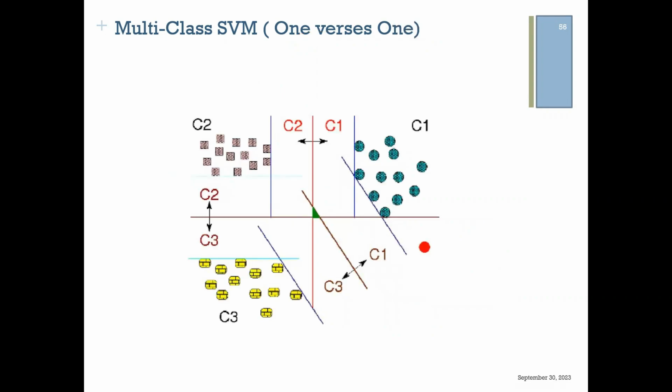The second way is the one versus one, in which case you have to train for every pair a different support vector machine. So you can see here, this is class C2 and C1. You have to train a hyperplane to separate C1 from C2. Then you train another one for C1 and C3. Another one, you have to train it. Then you have another one for C2 and C3.